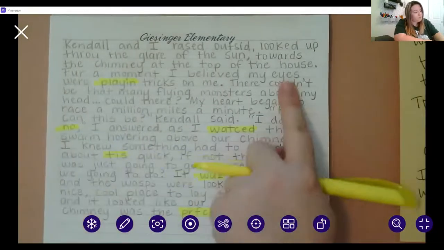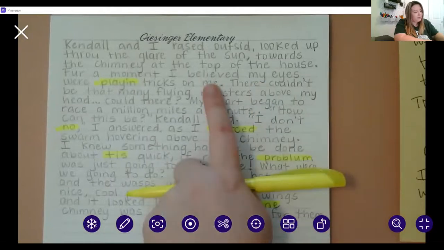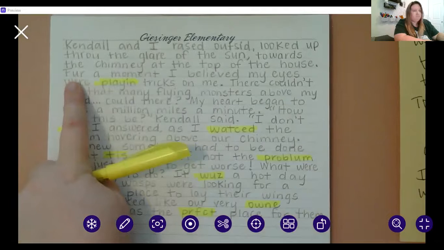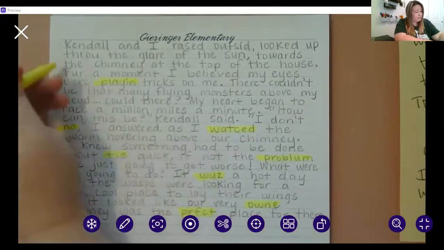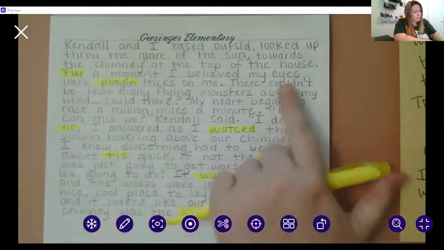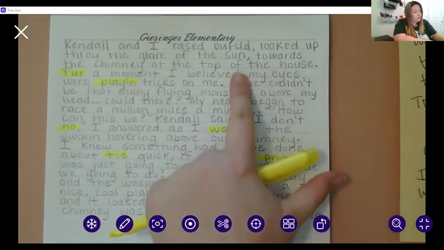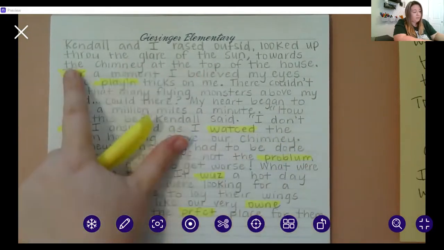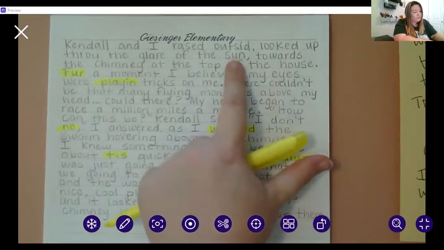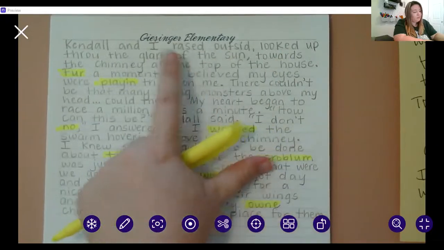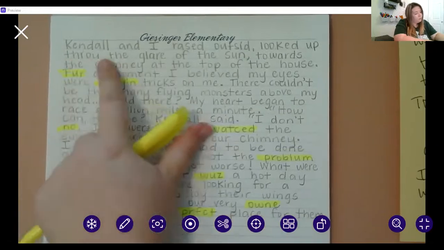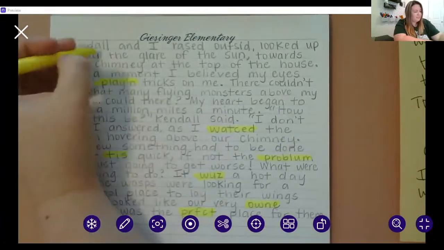Were, eyes, my, believed, I, moment, a, fur. Why did I write the word fur? I wasn't talking about an animal's fur anywhere in my story. I think I might have made a spelling error. House, the, of, top, the, at, chimney, the, towards, sun, the, of, glare, the, throw. That doesn't really look right.